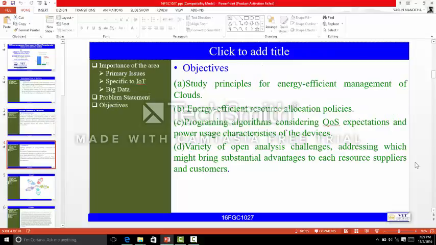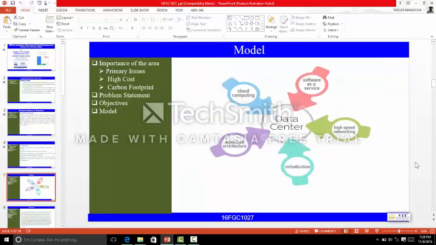surroundings. Objectives: study principles for energy efficient management of clouds, energy efficient resource allocation policies, programming algorithms considering quality of service expectations and power usage characteristics of the devices, and a variety of open analysis challenges, addressing which might bring substantial advantage to both resource suppliers and customers. This is a model of the topic that we are presenting in the review paper.